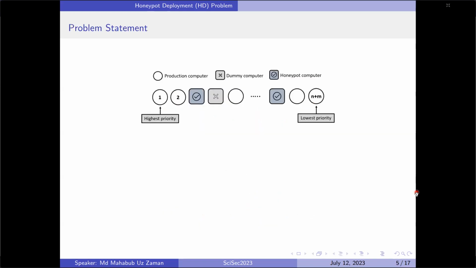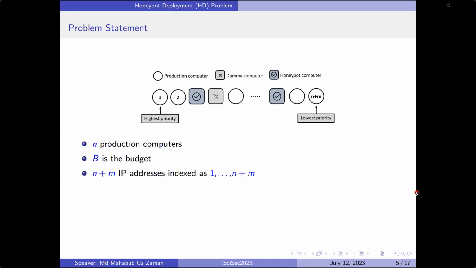Okay, so let's see the honeypot deployment problem statement. Suppose we have n production computers and B is our budget. There is a total of n plus m IP addresses, which we index from 1 to n plus m. Here the production computers are the white circles and the honeypot computers are the boxes. We have at most m honeypot computer locations in the IP address index from 1 to n plus m.